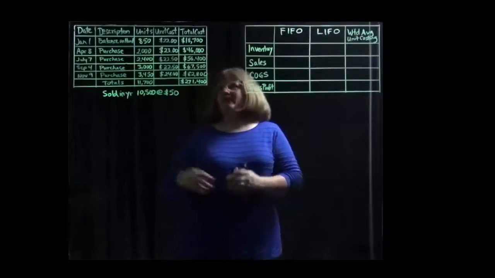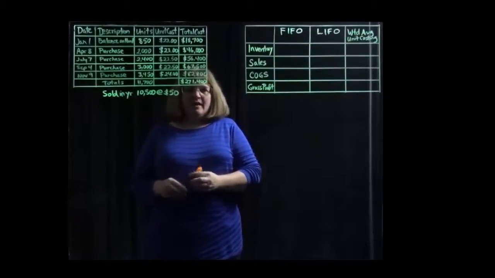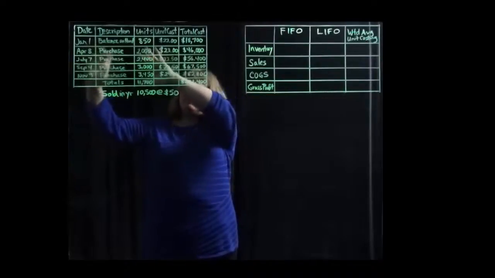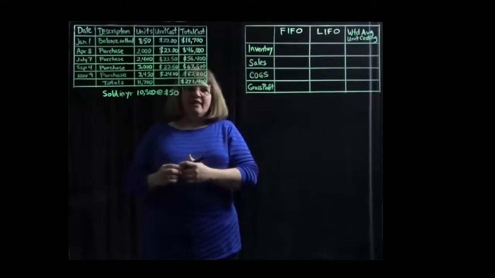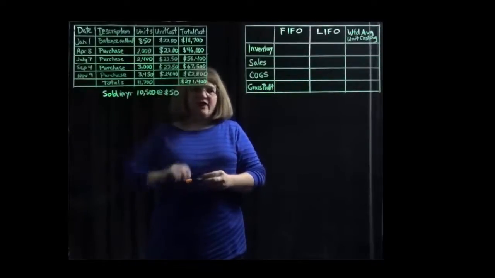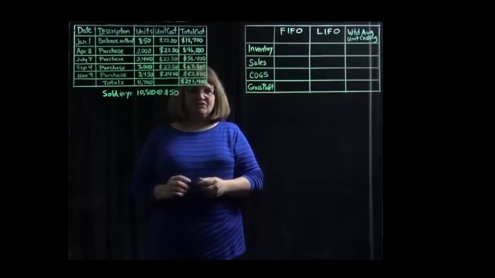As you can see, I've copied a lot of the information that was given in the problem, so you can see the beginning inventory that we started with plus the different purchases during the year. It also told us that we sold 10,500 units during the year at a selling price of $50 each.